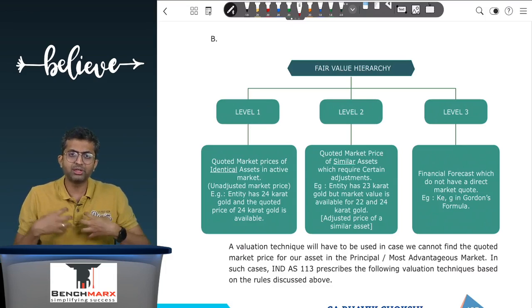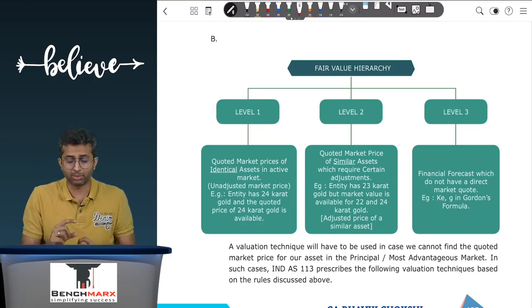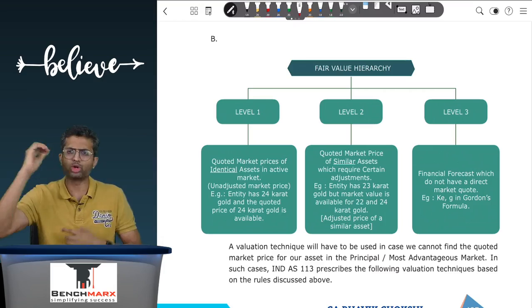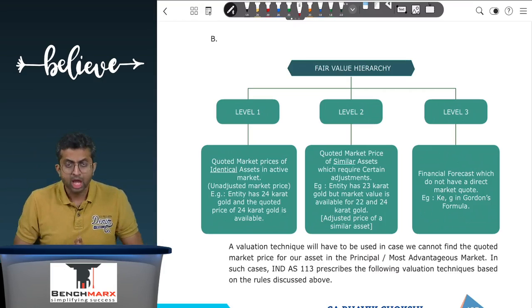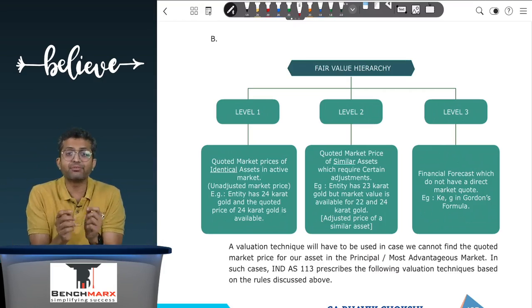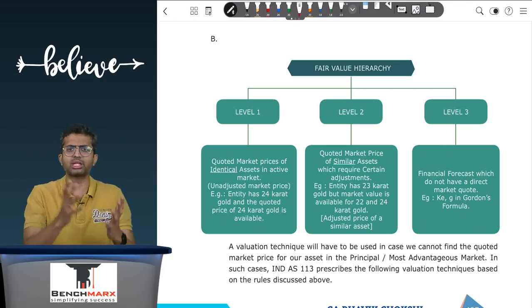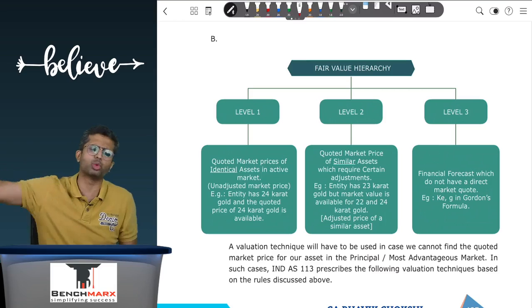For example, if you are having a 24 karat gold bar and you go to the market, and on MCX, the Multi Commodity Exchange, there is a 24 karat gold bar which is trading at, let us say, 60,000 for 10 grams, in which case you have the price which is available for an identical asset in an active market, and hence that should be taken as a base. You will apply no other technique.